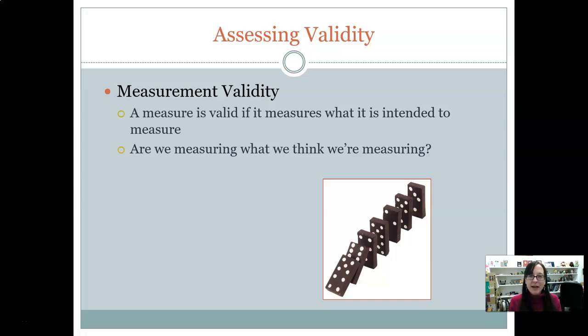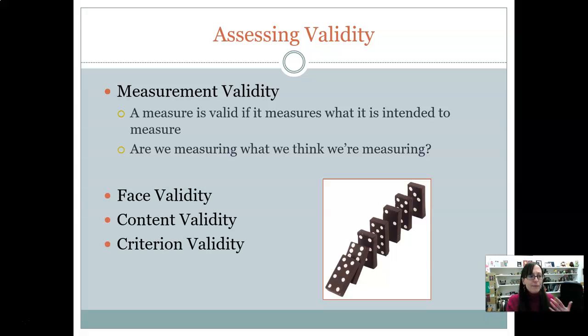So this kind of sounds like a no-brainer. Well, we're just going to measure what we want to measure then. But when you start to delve into measurement validity, it's about, are you actually tapping into the thing that you say you're tapping into? And if you're not, this is why I've got the dominoes here, because it's this domino effect. If you start with a measure that's not valid, it ruins the rest of the study, because any analyses you do and conclusions that you come up with are all based on a measure that's actually not measuring the thing that you think it is.